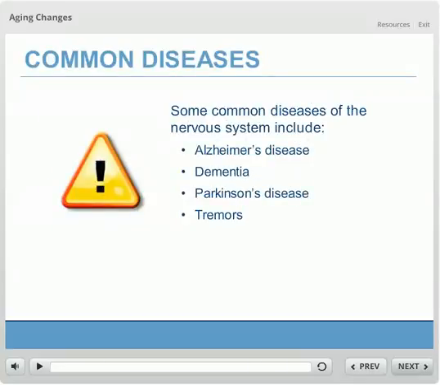Some common diseases of the nervous system include Alzheimer's disease, dementia, Parkinson's disease, and tremors.